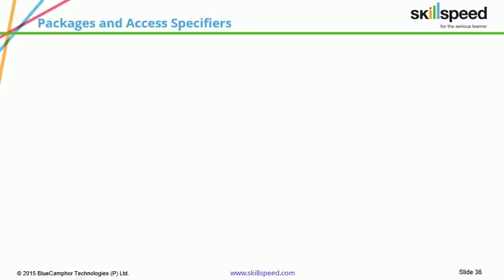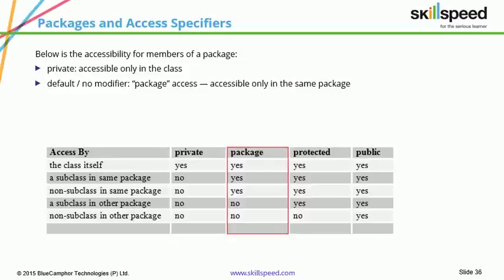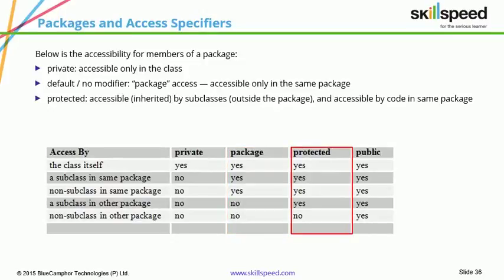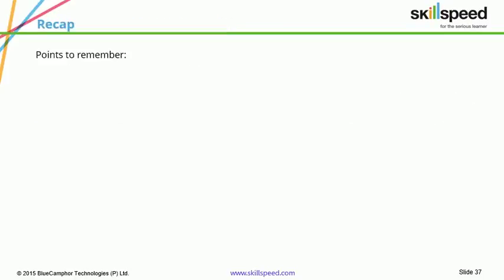If you look at the accessibility of packages with access specifiers, I have given a matrix in the form of a tabulation. Private is accessible only inside the class. Default, or with no modifier, package access, is accessible only in the same package. Protected is accessible by subclasses outside the package and accessible by the code in the same package. Public is accessible anywhere, even outside the package. The class is accessible and can be inherited by the subclasses also.